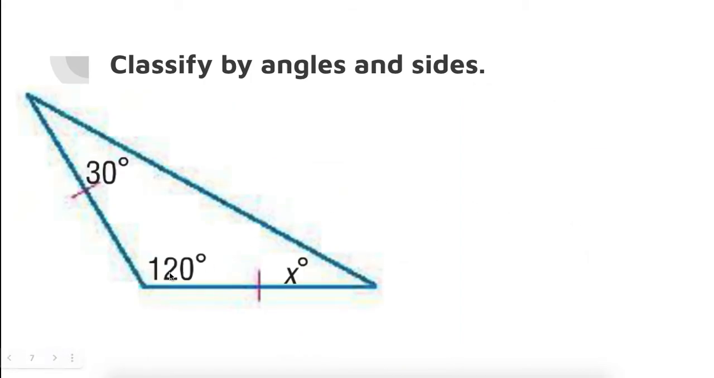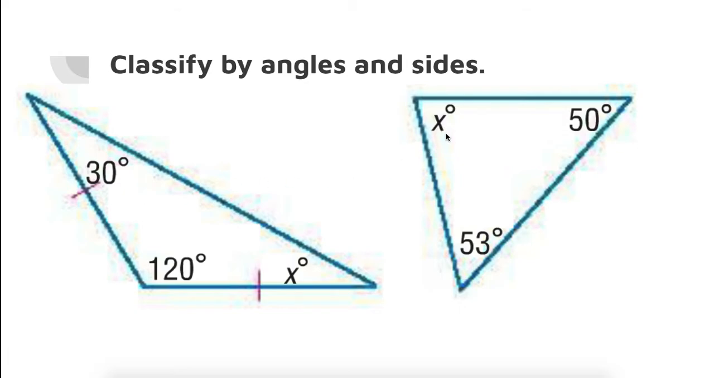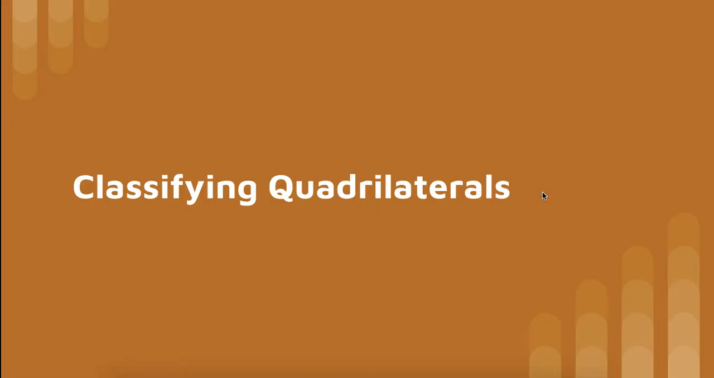Right, this one is obtuse because of the 120 degrees, and isosceles, so obtuse isosceles. And this one is acute, all 3 angles are less than 90 degrees, and scalene, all 3 sides are different. So acute, scalene. Okay, so next we're going to look at quadrilaterals.